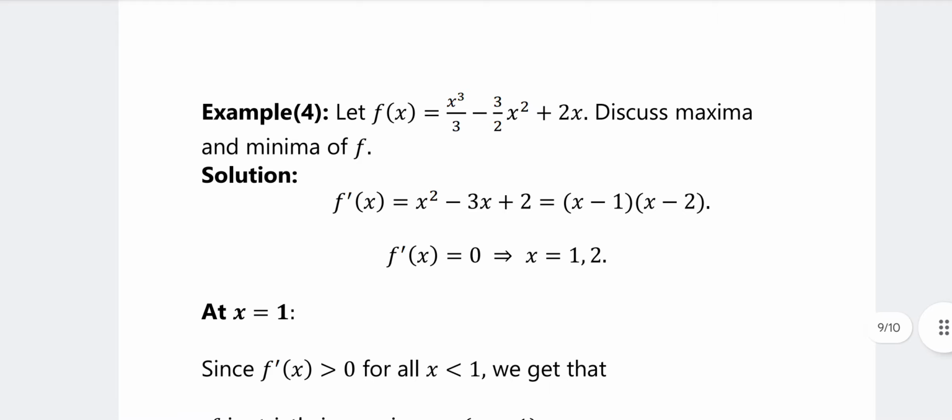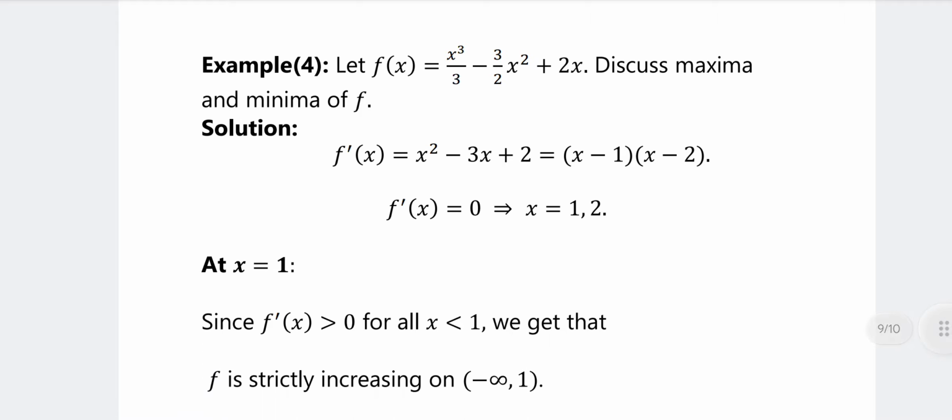So now we are going to discuss another question. Question 4, example: let f(x) be equal to x cubed upon 3 minus 3 by 2 x squared plus 2x. Discuss maxima and minima of f. First you calculate the derivative. We have calculated the derivative: x squared minus 3x plus 2. It can be factorized as (x minus 1)(x minus 2). So putting the derivative equal to 0, you will get x equal to 1 and x equal to 2 as critical points. We will check separately at x equal to 1 and x equal to 2.